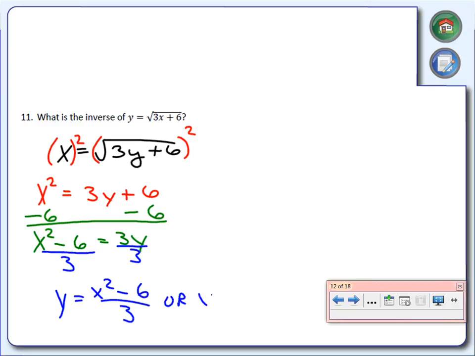Or we can do y equals, and actually take each one of these and divide it by 3. In other words, 1/3 x squared minus 2, because that's what 6 divided by 3 is. 6 divided by 3 is 2. Okay, so we can either do it this way or this way.